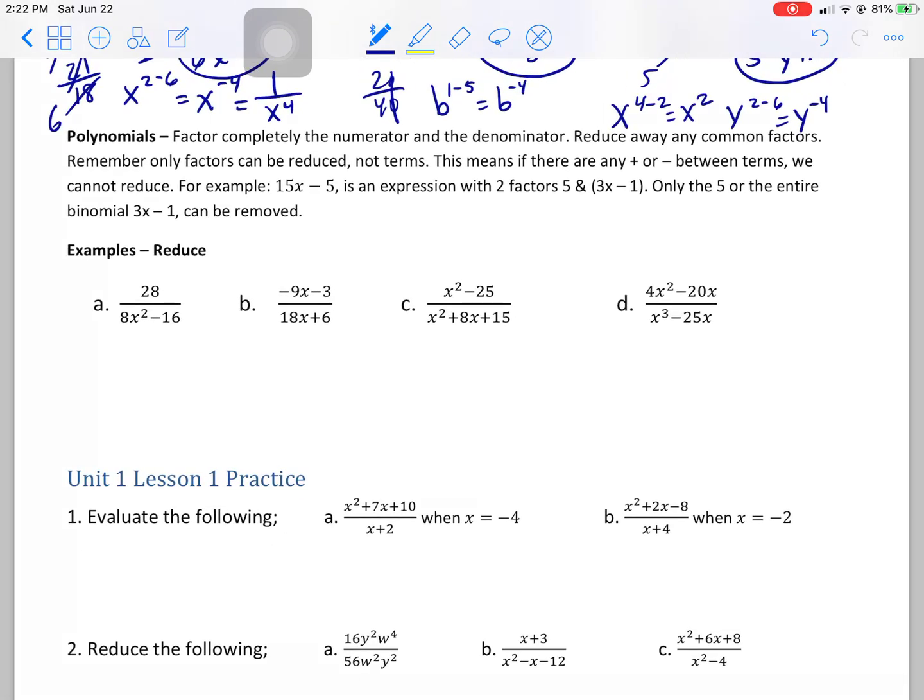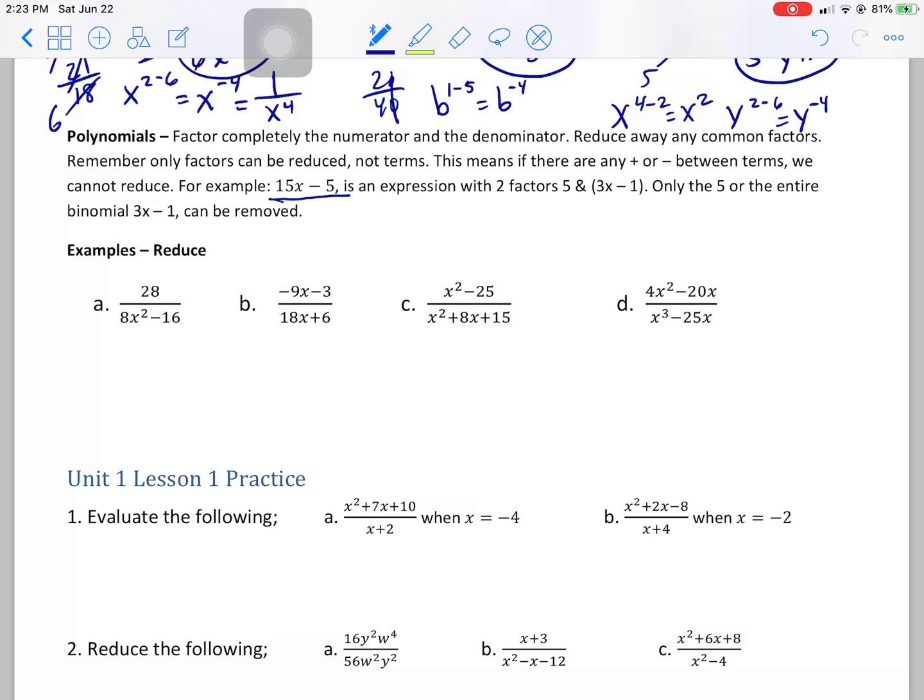All right, what if we have more going on? Polynomials. That means there are more than one term, and you have a plus sign, addition and subtraction between them. Okay? I think this is important to note right here. See, this 15x minus 5 is an expression with two factors. There's a 5, right? You can take out the greatest common factor of a 5, and what's left is 3x minus 1. That's a factor, and that's a factor. Those are the two factors. You cannot cross out anything inside that factor. You'd have to cross out the whole thing.